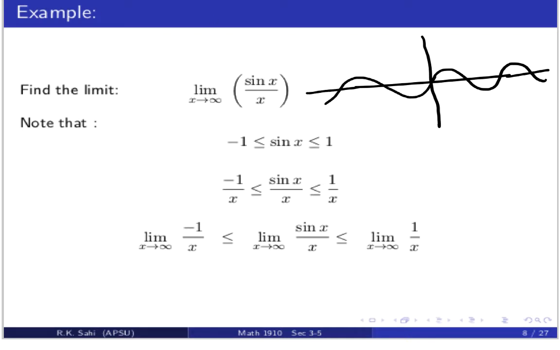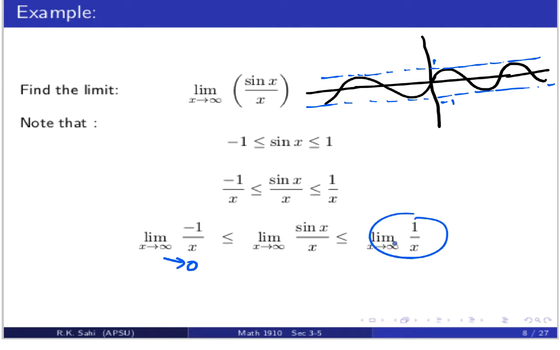The sine function, if you remember, lies between 1 and minus 1. That's where the sine function is. It never goes beyond that. So this is 1 and minus 1. So your sine function is always bounded between minus 1 and 1. Now, if you divide this value by x, what happens? So minus 1 over x is less than or equal to sine x over x, which is less than or equal to 1 over x. Now x keeps on increasing. So the limit as x approaches infinity of minus 1 over x, we know, is going to approach 0.